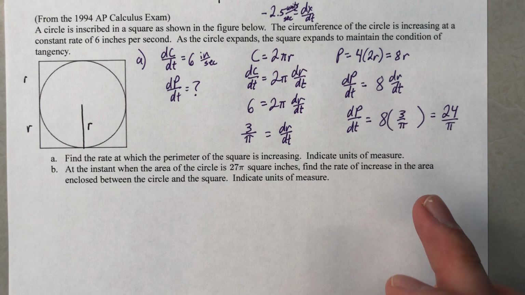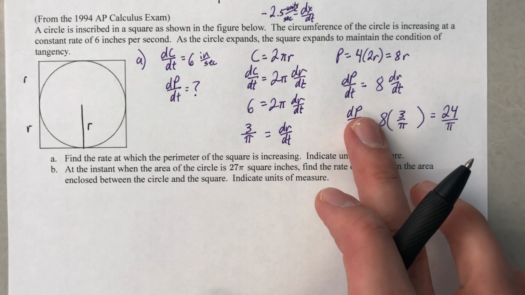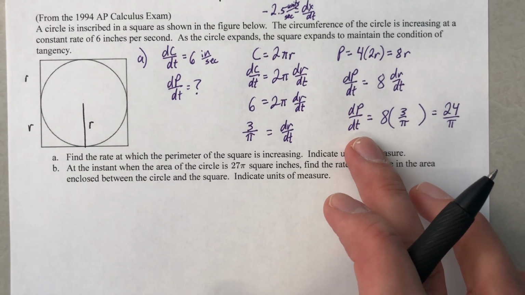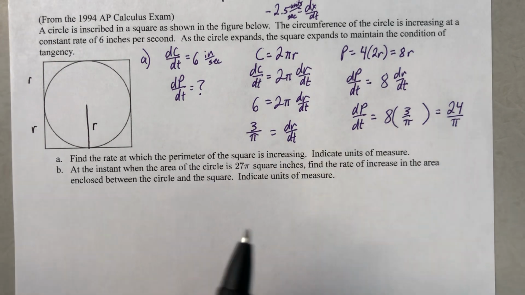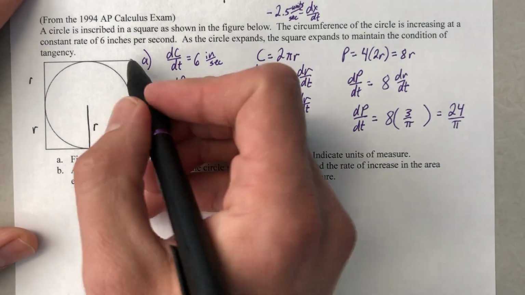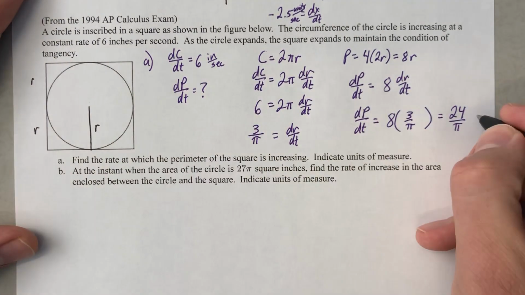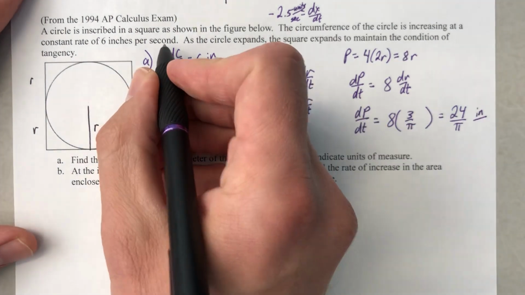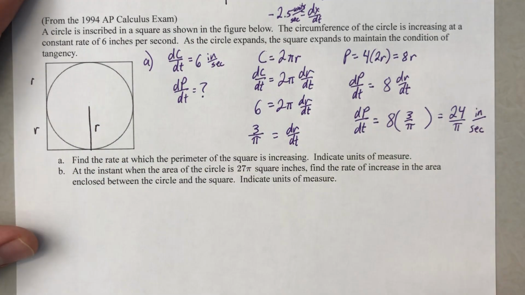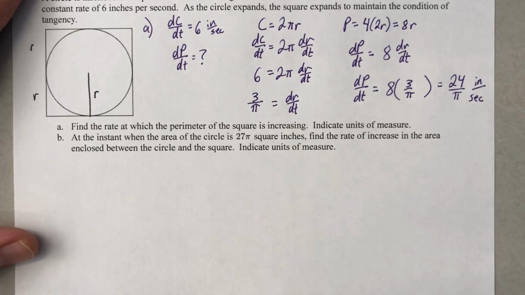We just found the rate of change of the perimeter with respect to time. Perimeter is a linear length. It's not square units, it's not cubic units, it's not area, it's not volume, it's perimeter. So it's inches per second. And there's part A. Let's do part B.